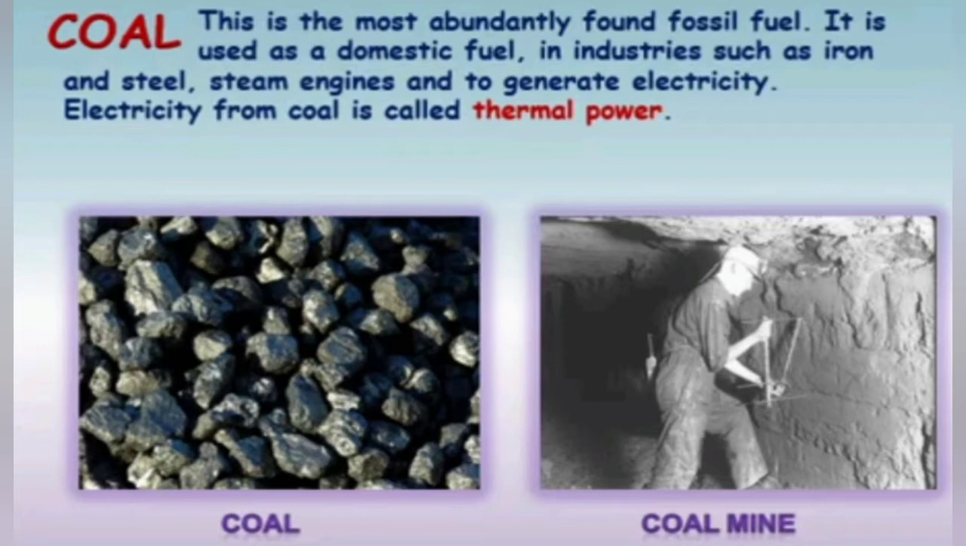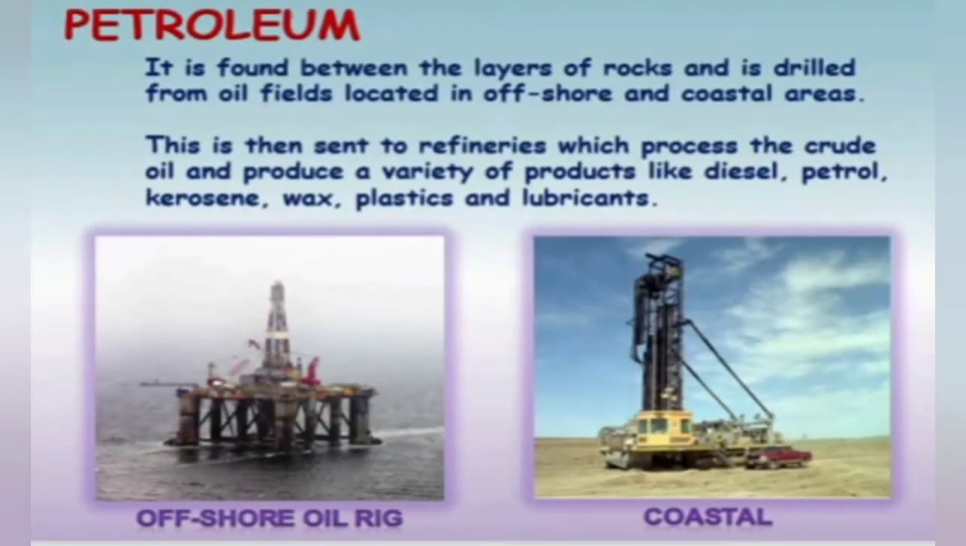The leading coal producers of the world are China, USA, Germany, Russia, South Africa, and France. The coal producing areas of India are Raniganj, Jharia, Dhanbad, and Bokaro in Jharkhand.